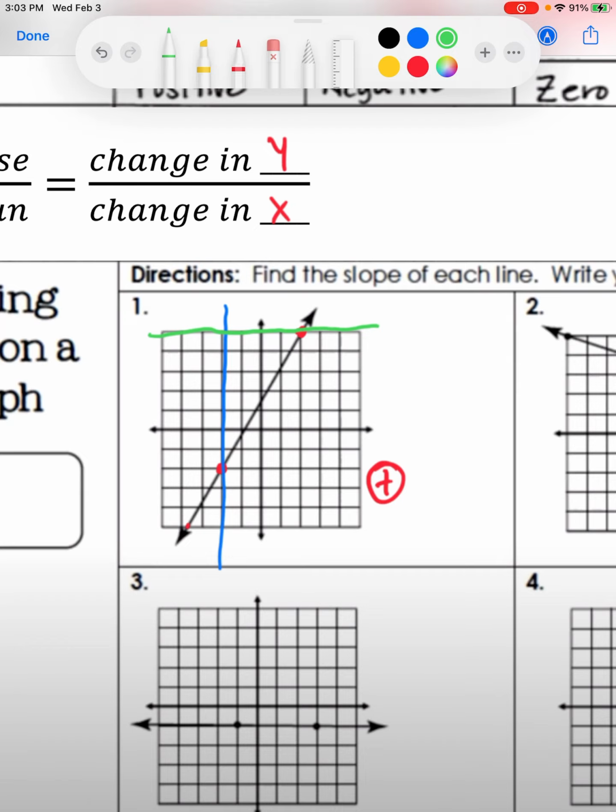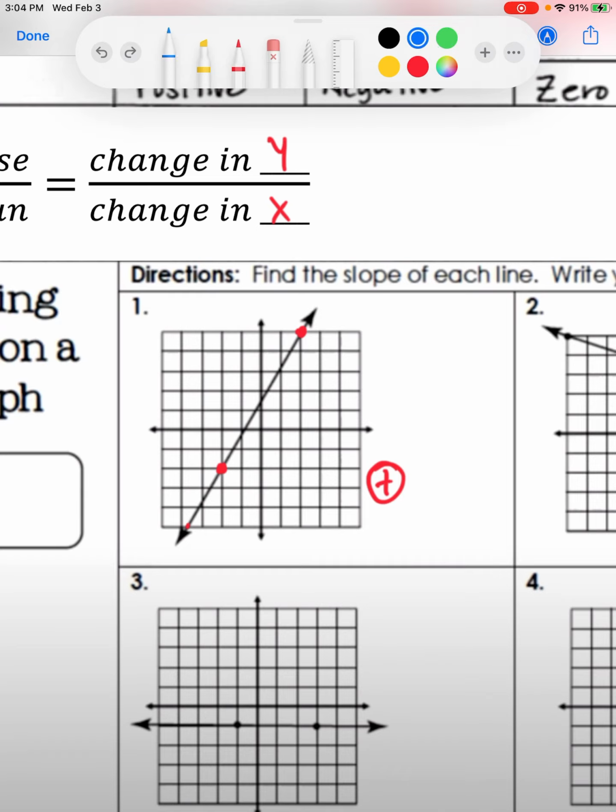Now, I could do it either way. So if I didn't do them that way, let's say I wanted to go straight up and down on the point to the left and do the opposite of what I just did. That's totally fine as well. I'm going to get the same answer either way.